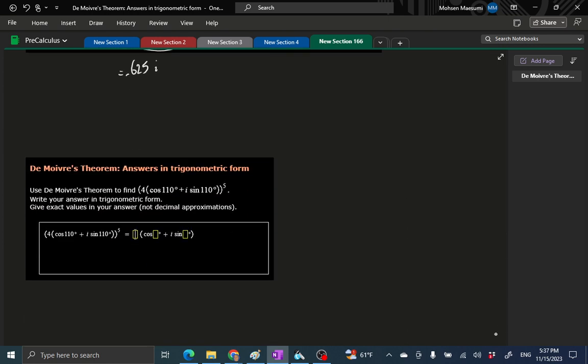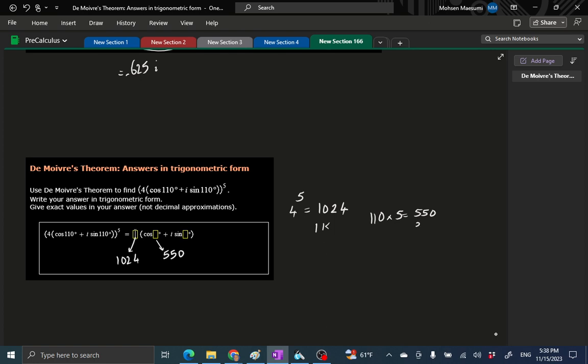Similar example here, r is 4, 4 has to be raised to the power of 5, and that is 2 to the power of 10, which is a famous number, 1024. In computer language they refer to it as a kilo, or 1k. Anyway, this number is 1024, and for the other one we have 110 degrees times 5 is 550 degrees, so you can write it as 550 degrees.